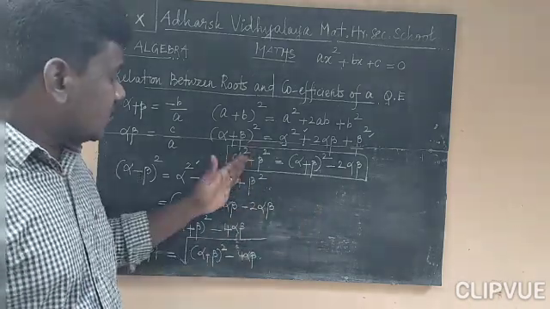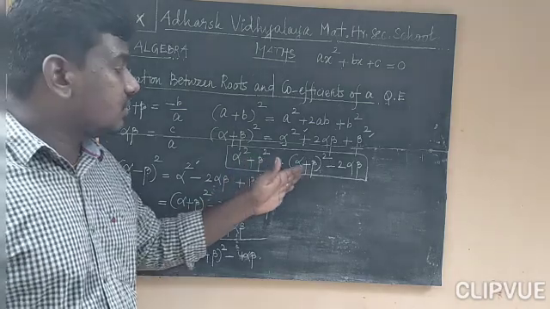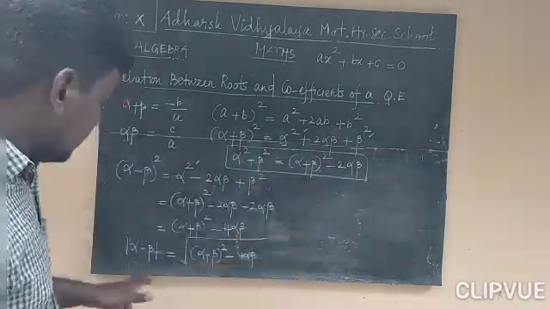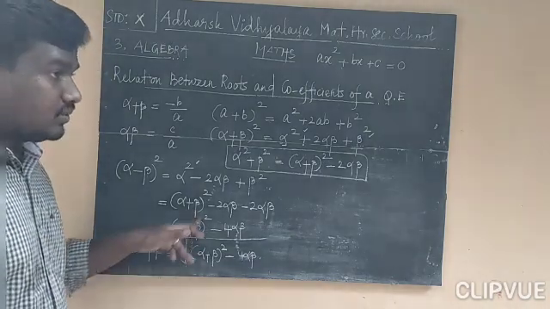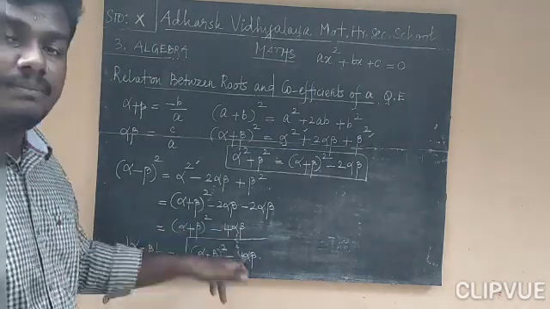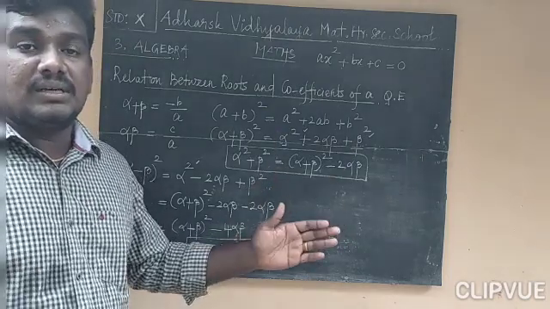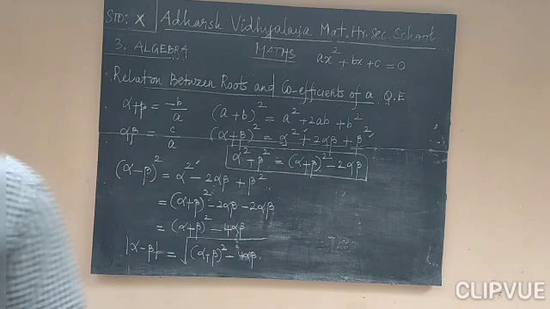Okay. The first one, alpha square plus beta square, which is equal to alpha plus beta the whole square minus 2 alpha beta. The second one, alpha minus beta is equal to square root of alpha plus beta the whole square minus 4 alpha beta. These two are basics. If you know this, we can move to the next one.